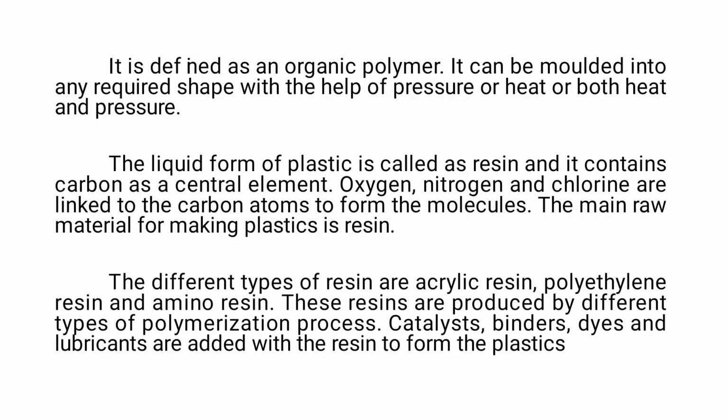The main raw material for making plastic is resin. There are different types of resins, such as acrylic resin, polyethylene resin and amino resin. These resins are produced by different types of polymerization processes. Catalysts, binders, dyes and other lubricants are added to the resin to form a plastic.